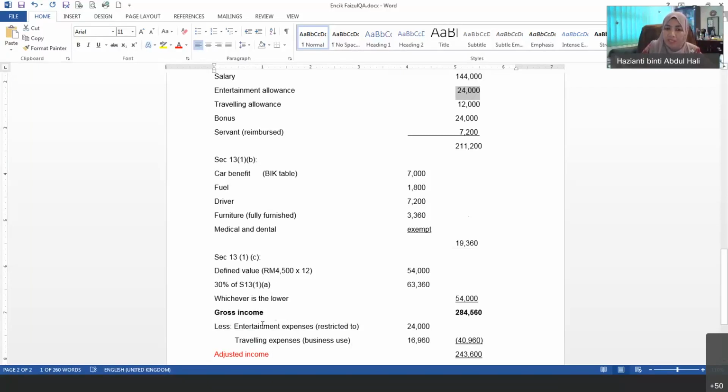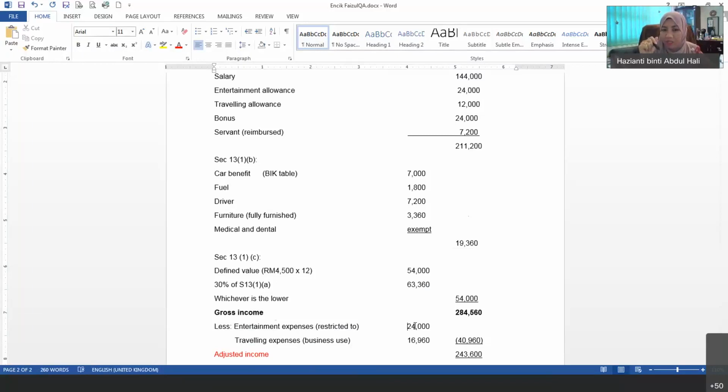What you can do here is, kita boleh tolak, you can deduct the entertainment expenses, but restricted to whatever he gets. He gets 24, the entertainment expenses restricted to 24. If let's say entertainment allowance is 24,000, but he spent 20,000, so you have to deduct here 20,000, whatever amount that he spent, as long as it is less than the allowance that he gets. Dapat? Boleh? Okay. Any questions for entertainment expenses?